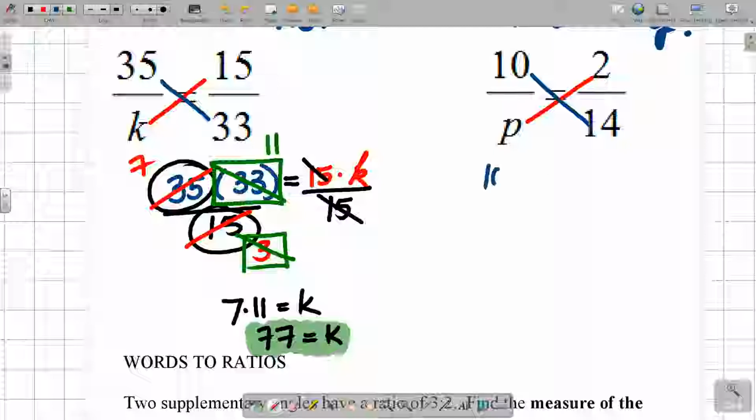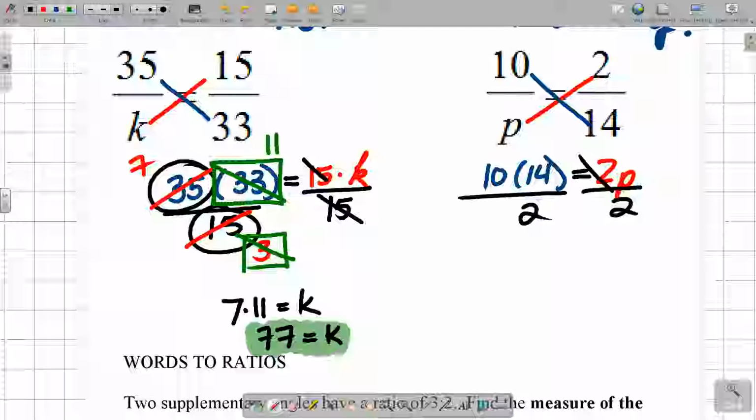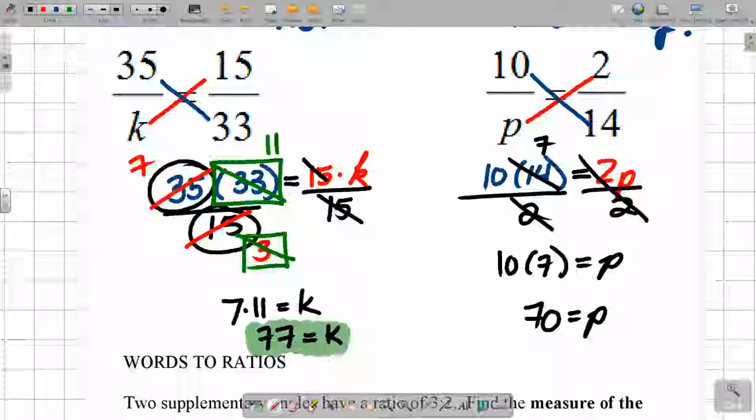So we have here 10 times 14. We're going to get P by itself. We're going to divide by 2. It doesn't matter whether you take the 2 into the 14 or 2 into 10. It doesn't matter. I'm going to take the 2 into the 14, which is 7. The key to multiplying is not multiplying. It's factoring.